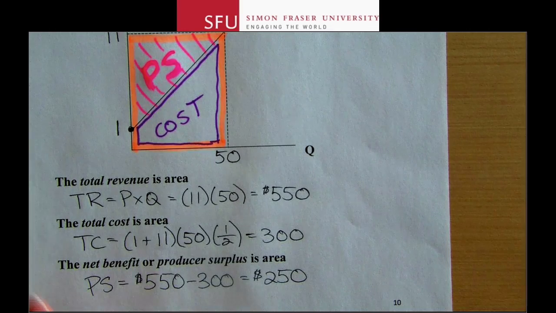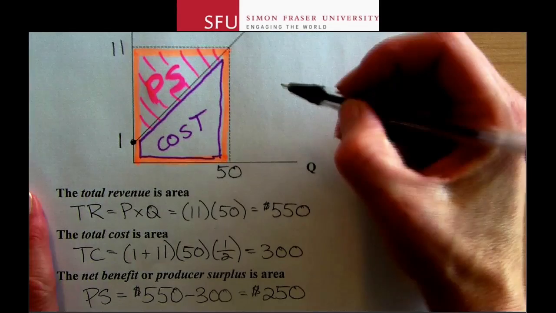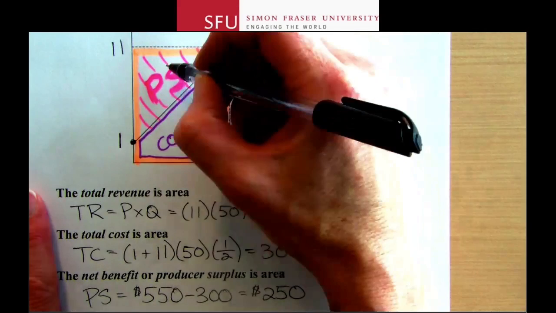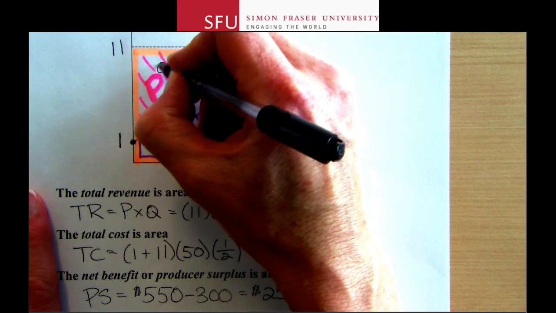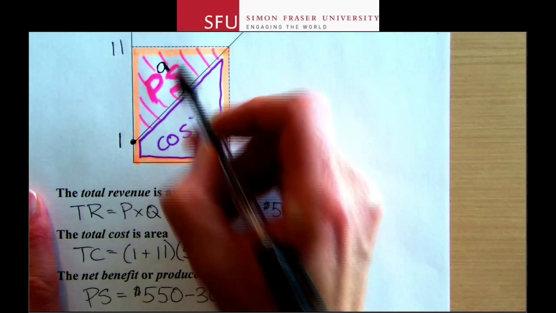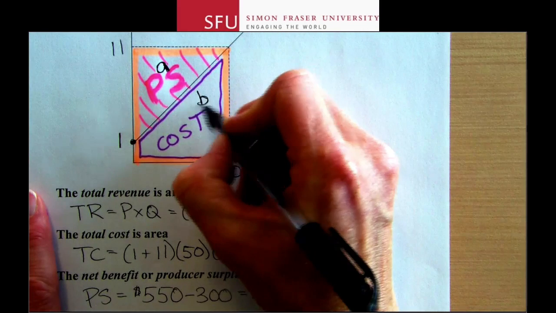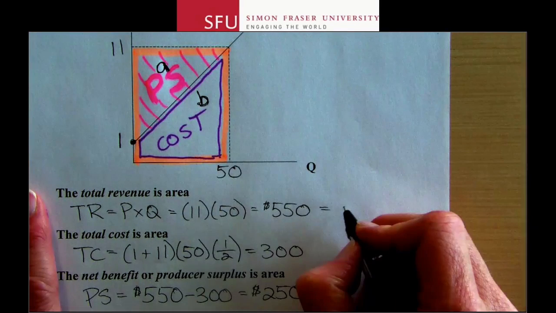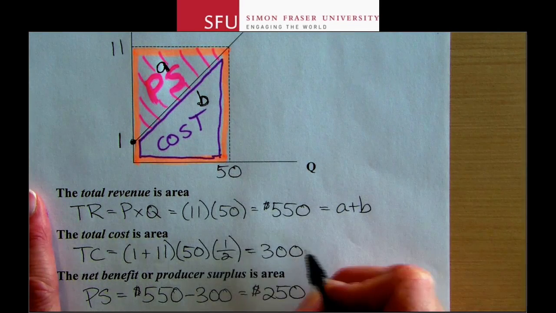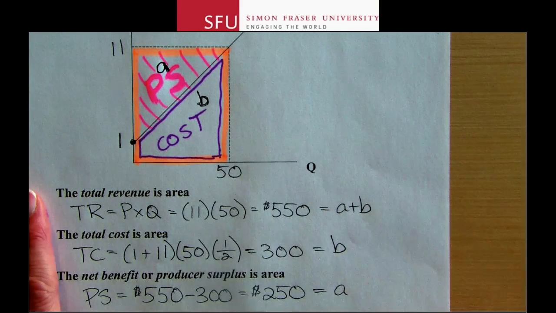Okay, so now last thing, I'll just add some letters here just to be clear. So this, I'll put area A. Area A is this triangle, and then the trapezoid shape is area B. So the total revenue is both together, so A plus B. The cost is area B, and then the surplus would be area A.